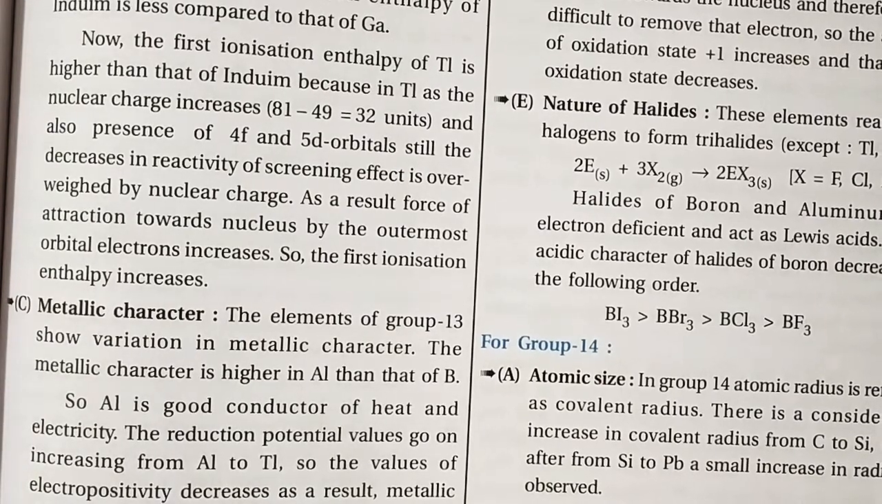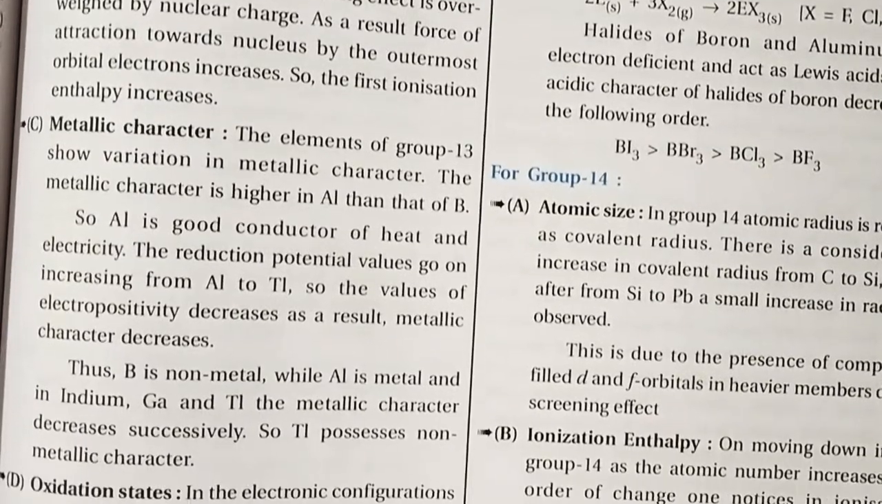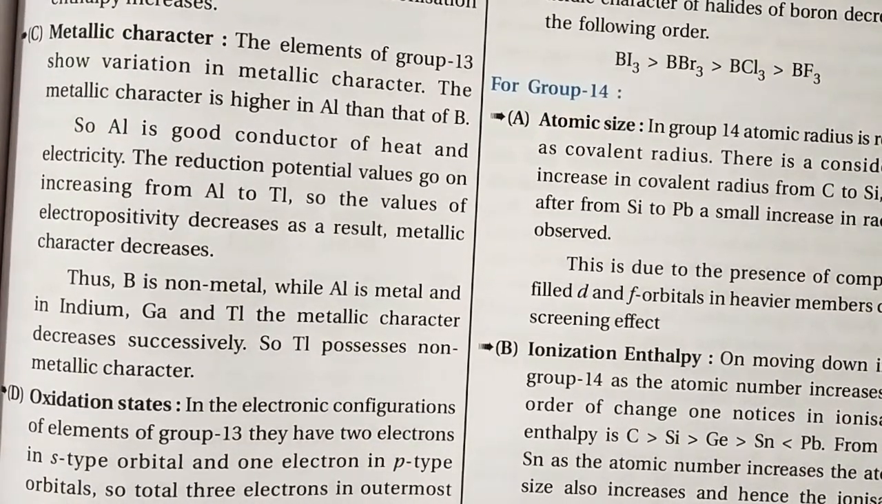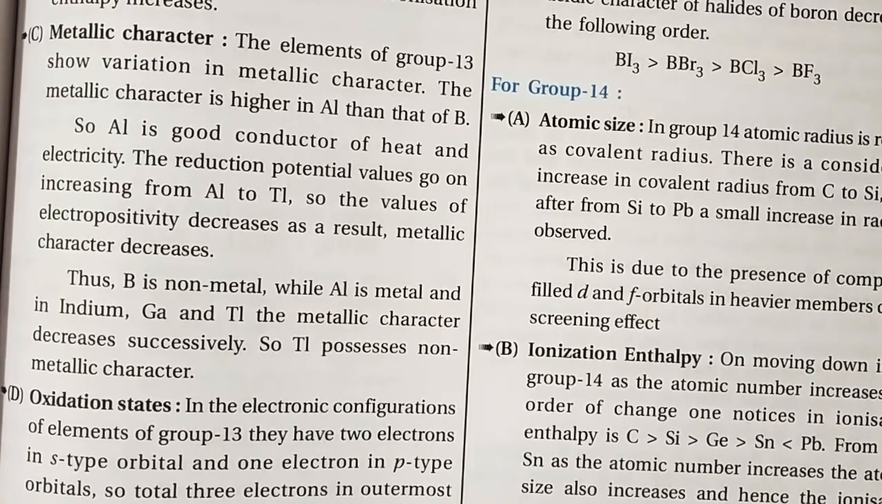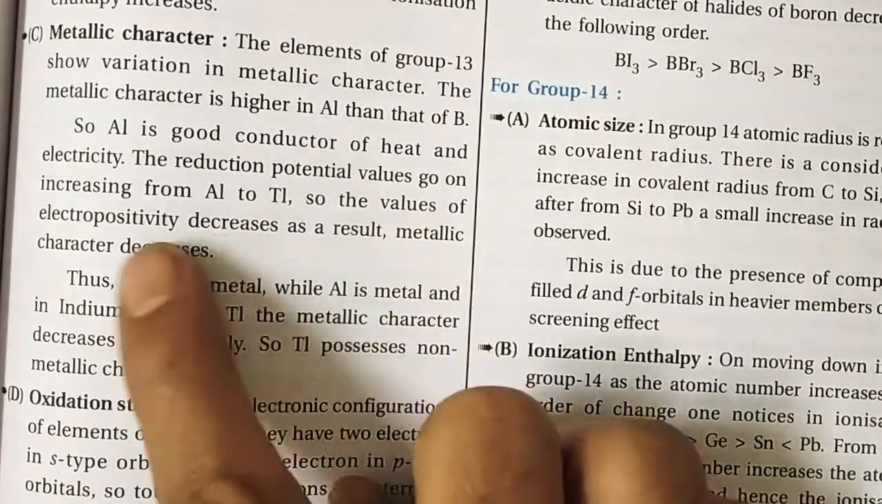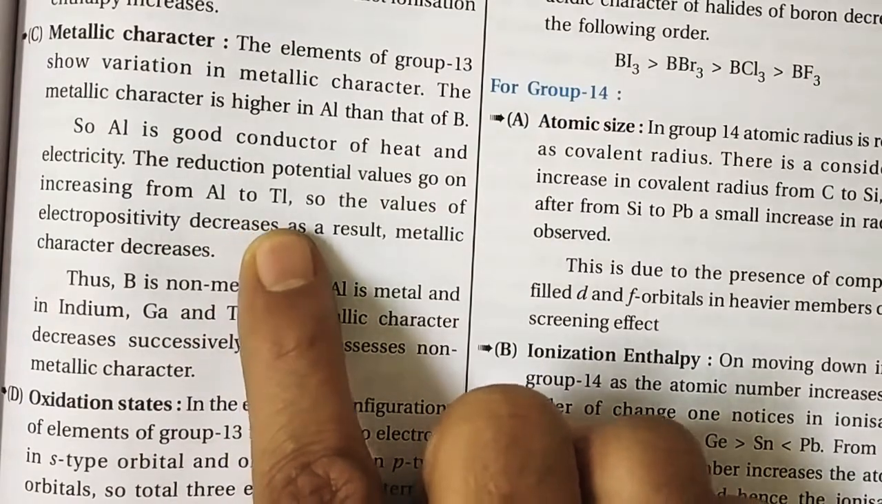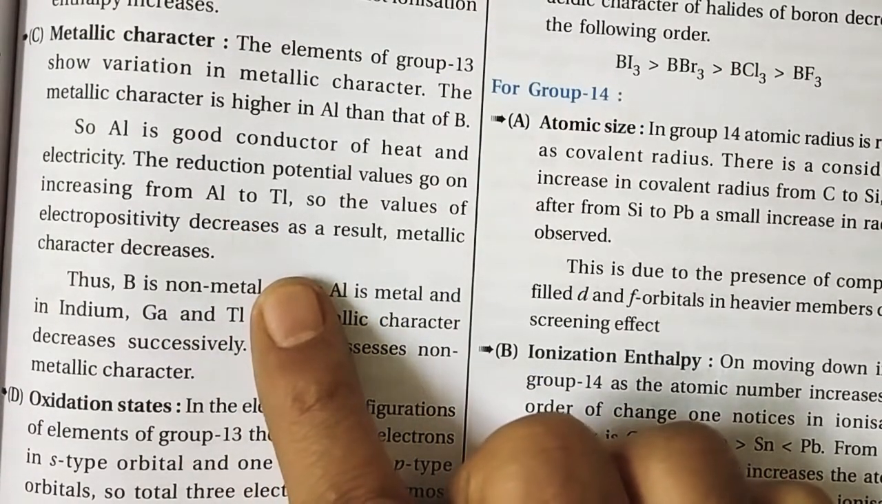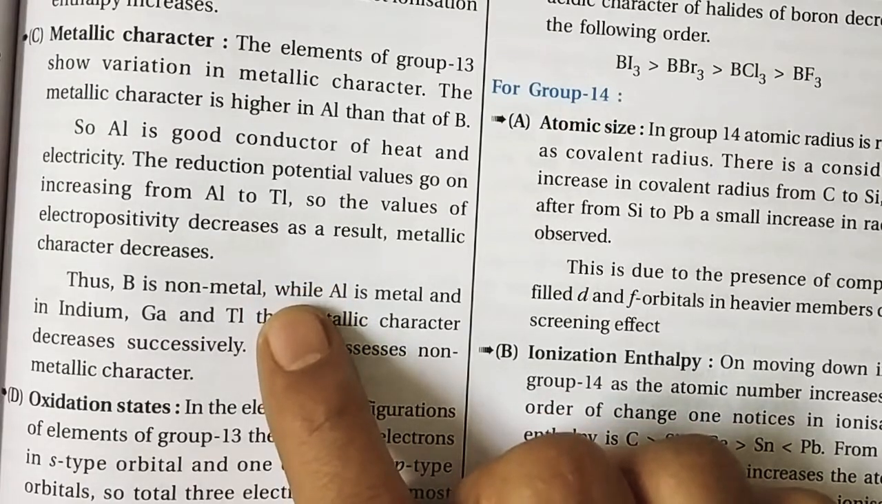Next point is metallic character. As we know, the elements of group 13 show variations in metallic character. The metallic character is higher in aluminium compared to boron. Aluminium is a very good conductor of heat and electricity. The reduction potential values go on increasing from aluminium to thallium, so the electropositivity decreases and, as a result, the metallic character decreases.